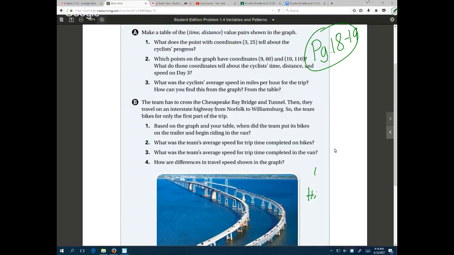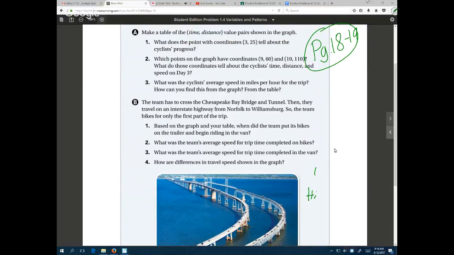Look at your paper. So what are you going to do for the van? How many hours were they in the van? You don't count the 9. Remember, it's between these. 9 to 10 is 1. 10 to 11 is 2. Okay, so how many miles did they travel in the van?